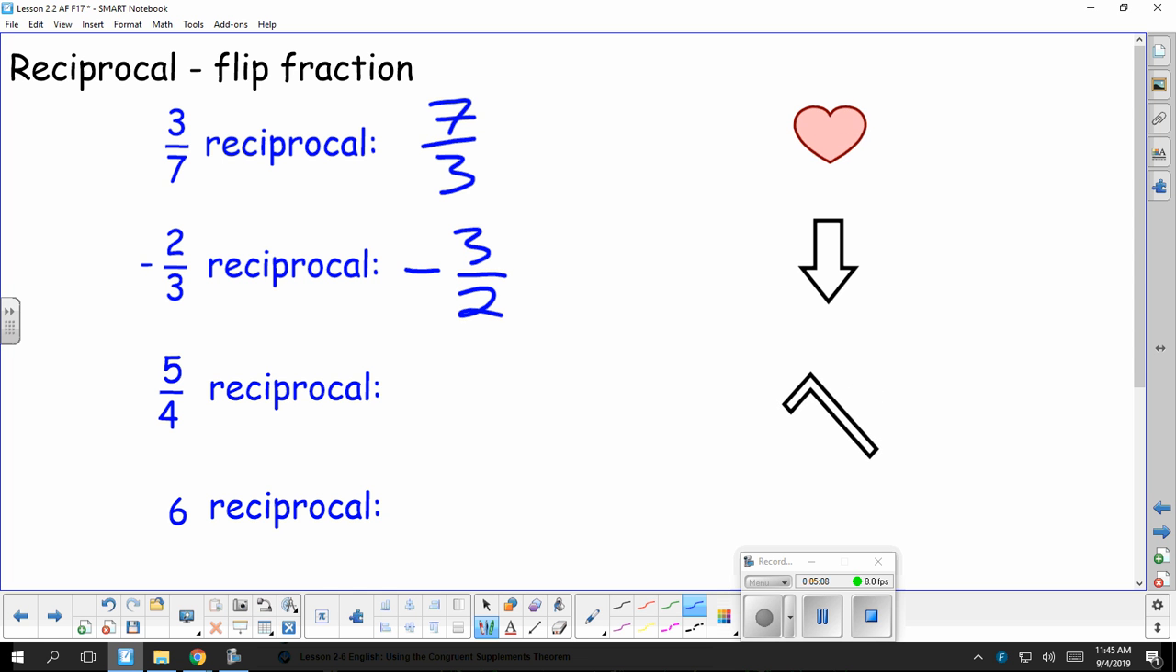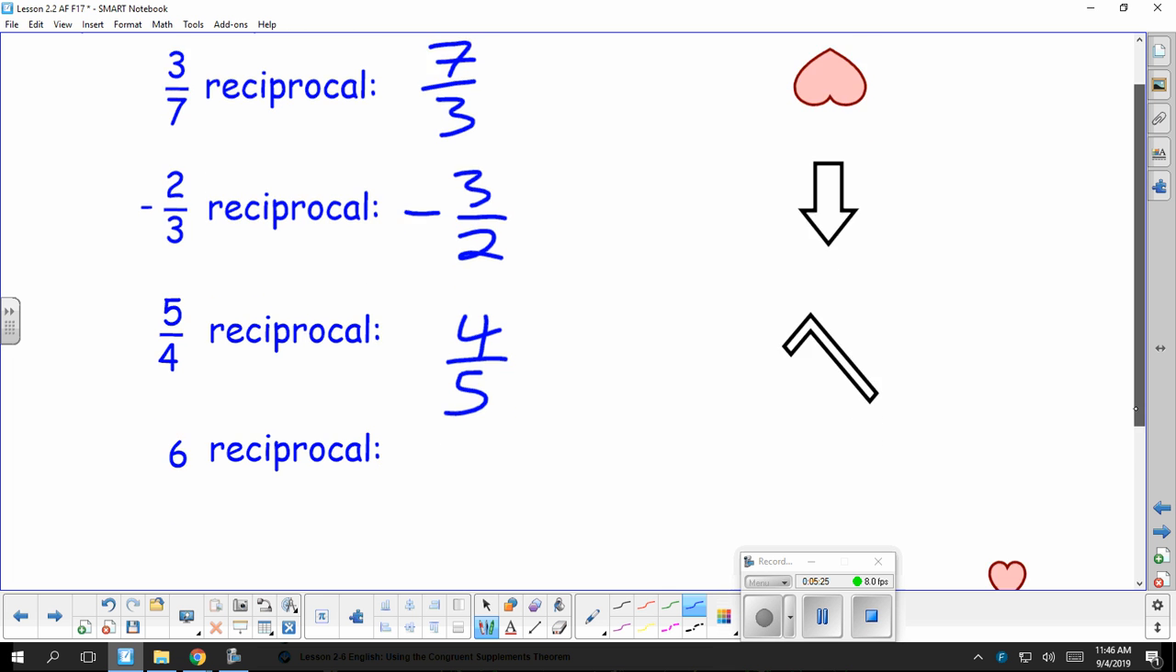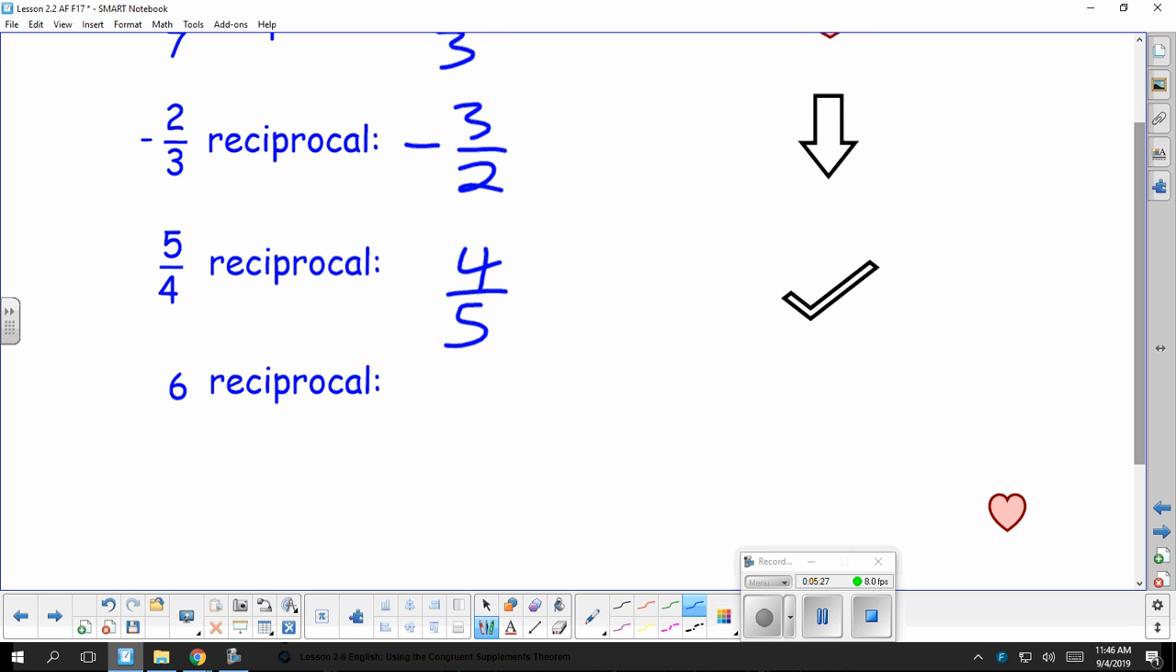You try these last two. So the reciprocal of 5/4 is just 4/5. This last one's a little bit tricky. Remember, we can write any whole number as a fraction. We just put it over 1. So this is 6/1. The reciprocal, we flip it over, and we get 1/6. Easy enough.